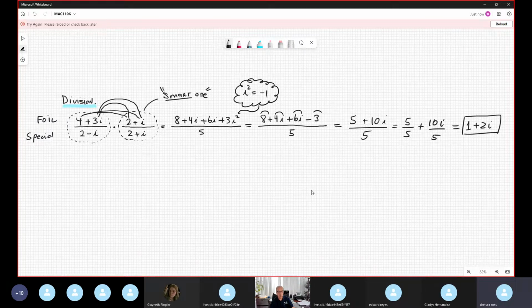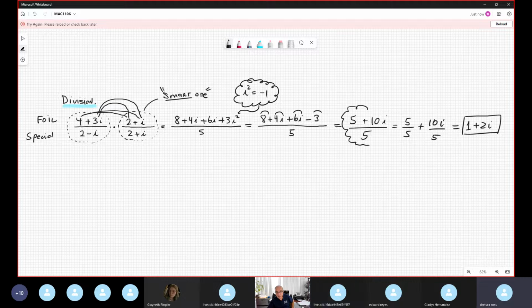Okay, conclusion. To divide any complex number, you multiply the division given in the problem by a smart one. How? You form the smart one using the conjugate of the complex number in the denominator. And you apply a special product in the bottom and FOIL in the top. And the rest is algebra. In any multiplication, we always have an i squared, and you replace it by negative 1.